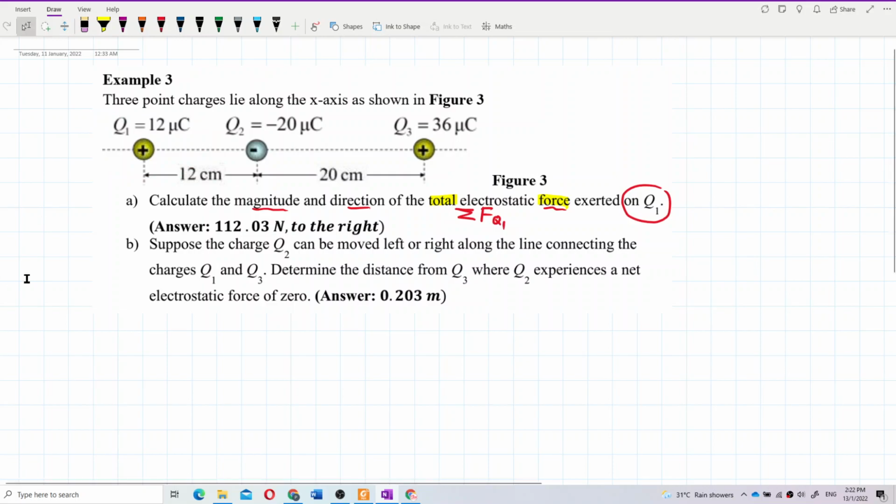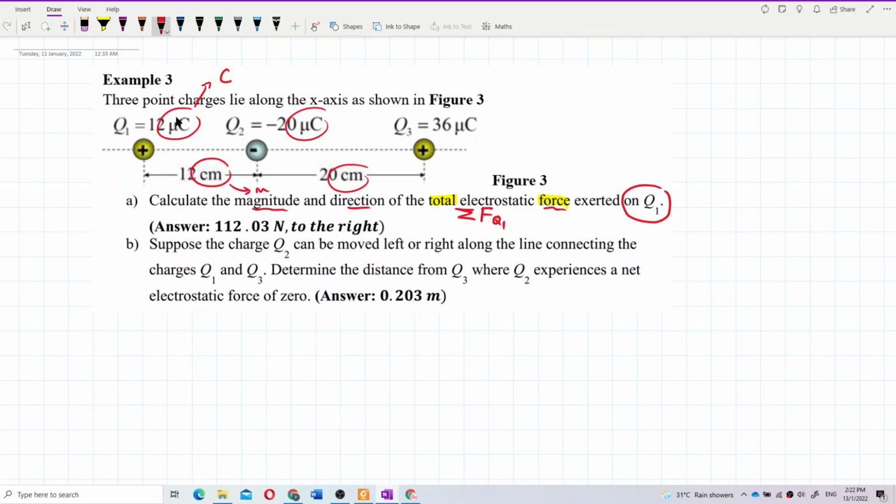So first we do question A, and be careful with all these units. You see that this is micro, and this is centimeter. You need to change all to SI units, Coulomb and meter. Understand? That's another thing you need to take note of. And then we must first draw the forces on Q1. We identify what kind of forces are acting on this charge.